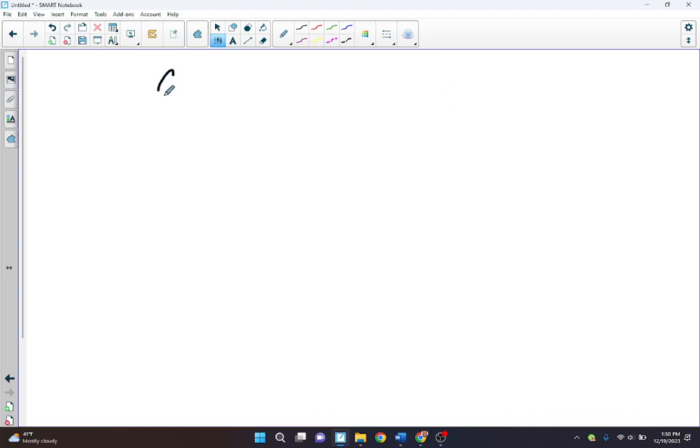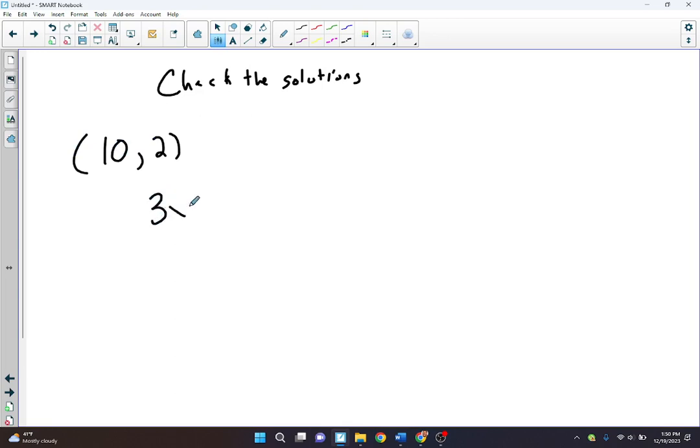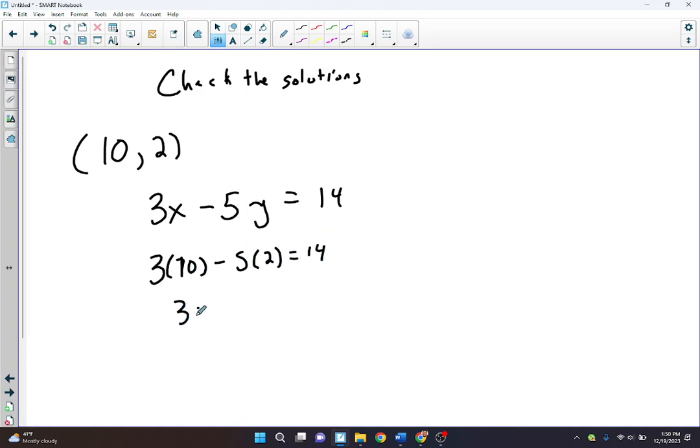For this one, there's check the solution. Fluttershy's gone. So what you're going to do here is, let's say I ask you, hey, is this a solution? 10 comma 2 for this equation, 3x minus 5y equals 14. Plug it in. So you plug it in. That's 3 times 10, 30, minus 5 times 2 equals 14. 30 minus 10 equals 14. 20 is equal to 14. That's not true, so you would say no for that one. That is not a solution.